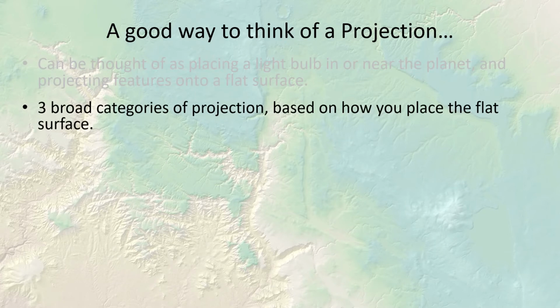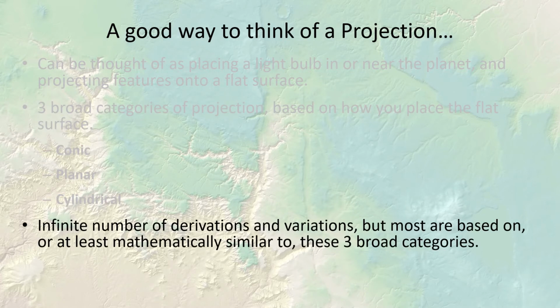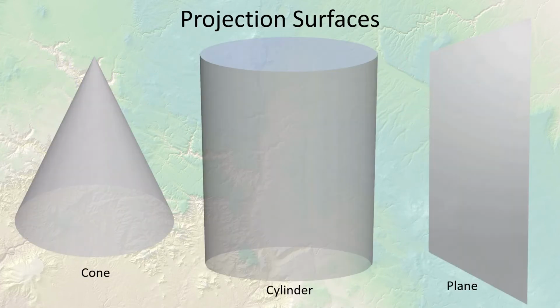Now, there's three broad categories of projection, and these are all based on how you place that flat surface. You can have a conic, planar, or cylindrical. Now, there's an infinite number of derivations of these, but most are based on, or at least are similar to, these three broad categories. Now, these are what those categories look like. Got your cone, your cylinder, and a plane. We've all dealt with these before.